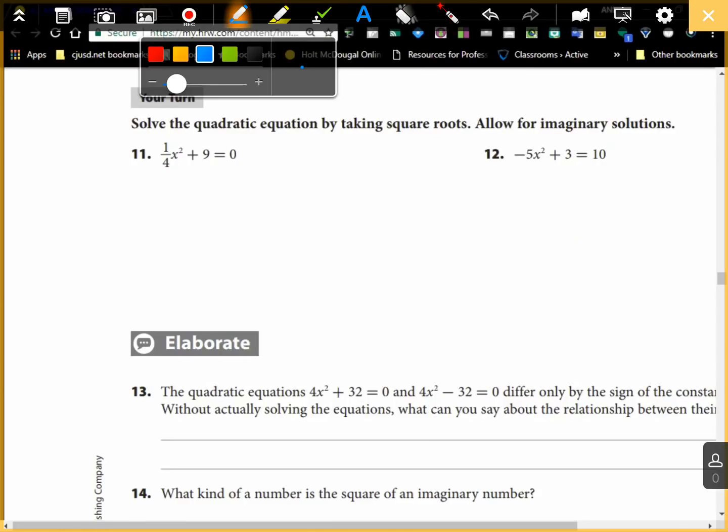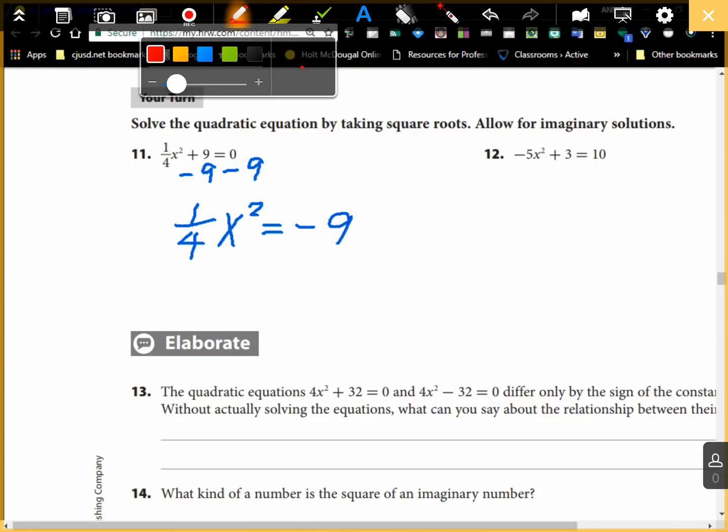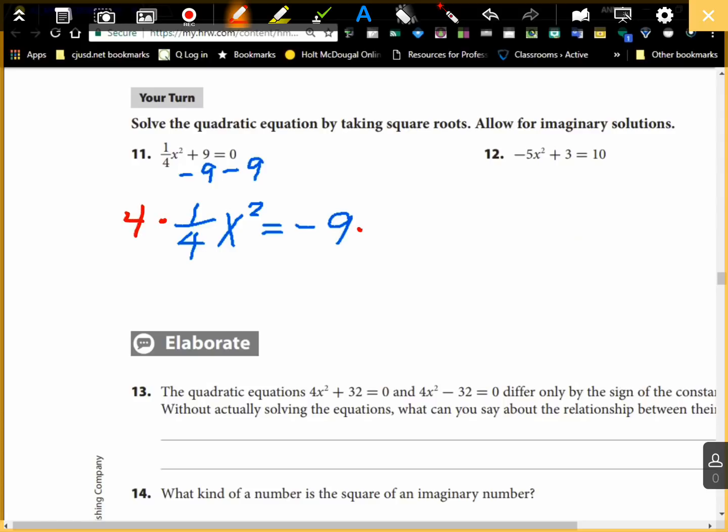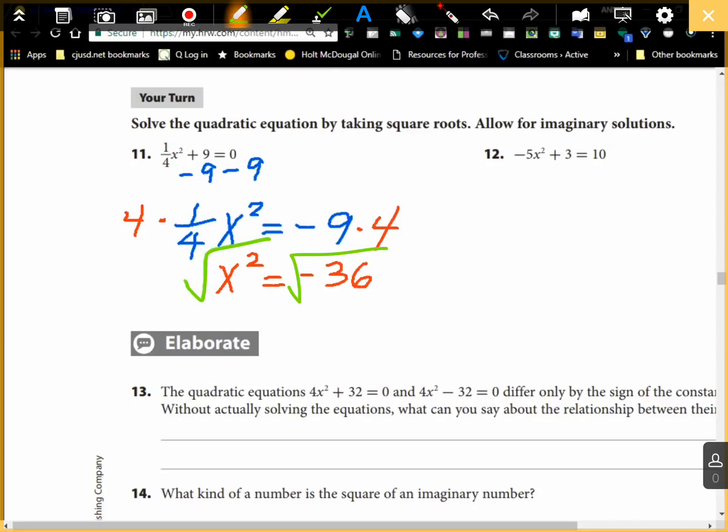All right. So how do I get x squared by itself? So 1/4 x squared equals negative 9. How do I get x squared by itself? So x squared equals negative 36. How do I get x by itself? What goes in front of my square root? All right, so I have x equals plus or minus.